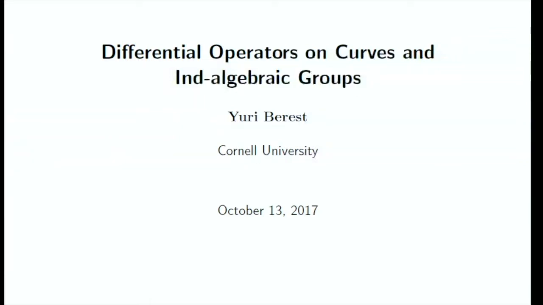The subject title is Differential Operators on Curves and in Algebraic Groups.